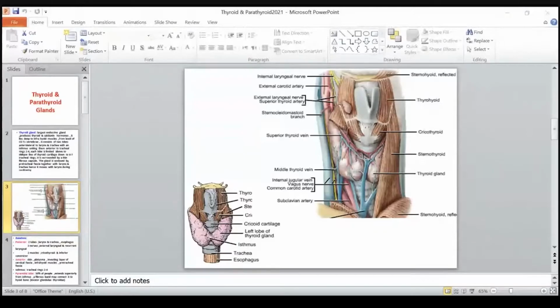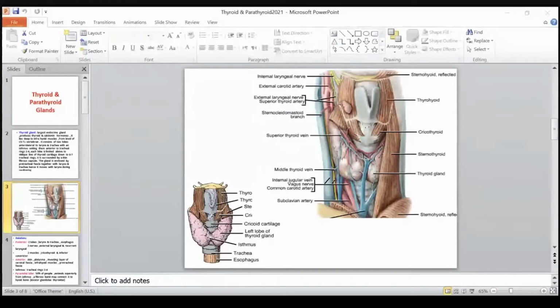Now, the venous drainage accompanies the arteries. We have the superior thyroid vein, which passes upward to end in the internal jugular vein. We have the middle thyroid vein, which again passes into the internal jugular vein. In addition, we have the inferior thyroid vein, which arises from the anterior aspect of the isthmus and the inferior borders of the two lobes. The two unite with each other, and then this passes to end into the left brachiocephalic vein. This is the venous drainage.